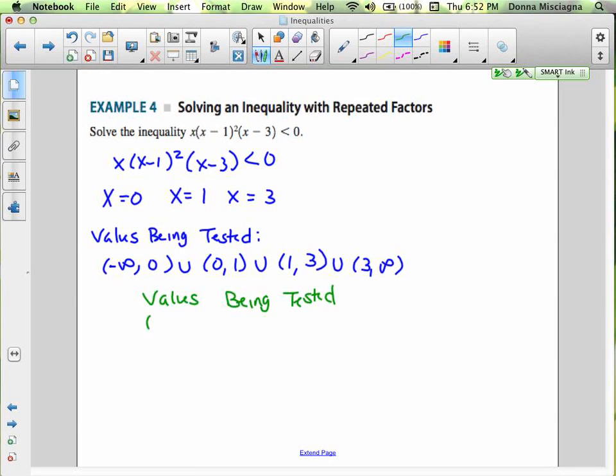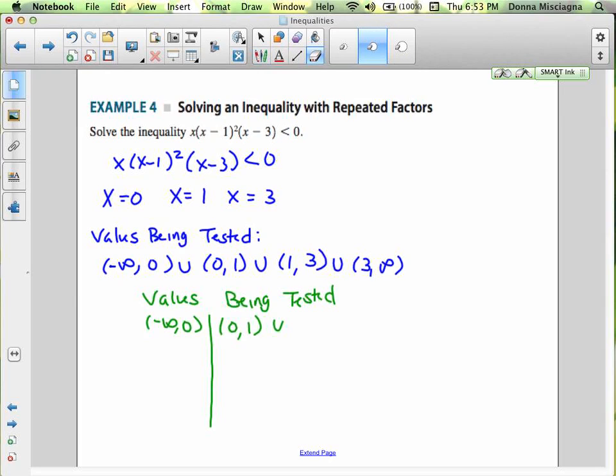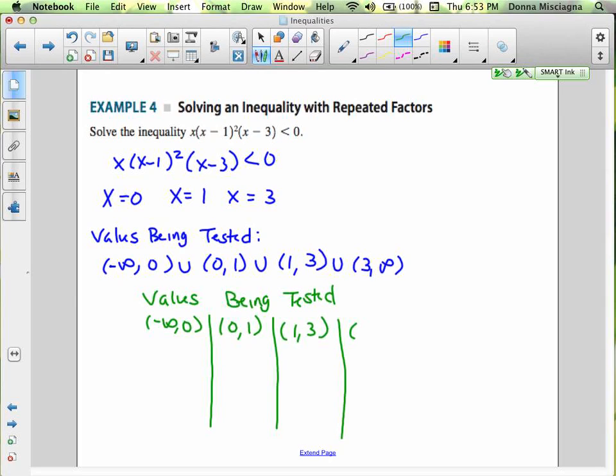All right, so negative infinity to 0, 0 to 1, 1 to 3, and 3 to infinity.